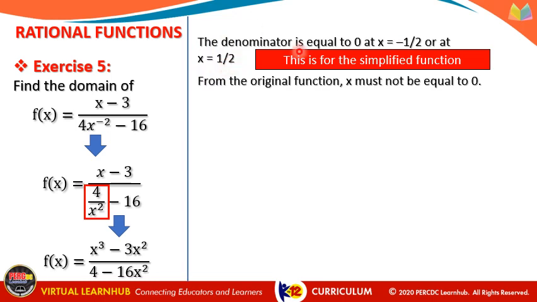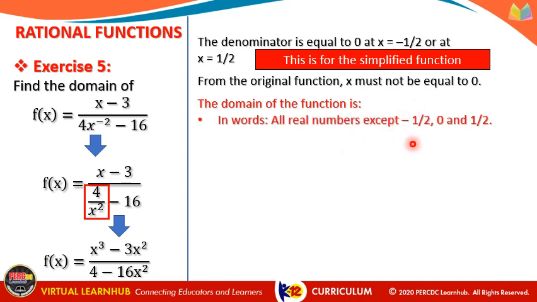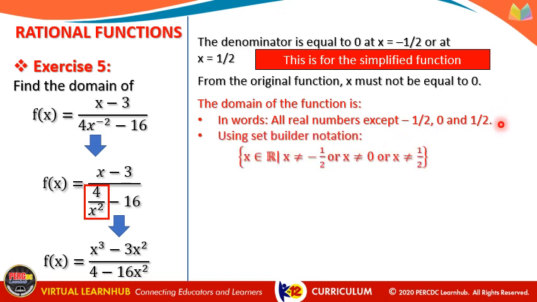Ano ngayon ang domain natin? Therefore, ang domain na natin ngayon is lahat ng real numbers maliban sa tatlong to. Maliban kay negative 1/2, 0, at positive 1/2. So, paghalu-haluin mo lang lahat ng mga hindi pwedeng values. So yun na yan. Ito na po yung ating domain. Alright, in terms of set builder notation, so x is a real number such that x is not equal to negative 1/2, or x is not equal to 0, or x is not equal to positive 1/2.